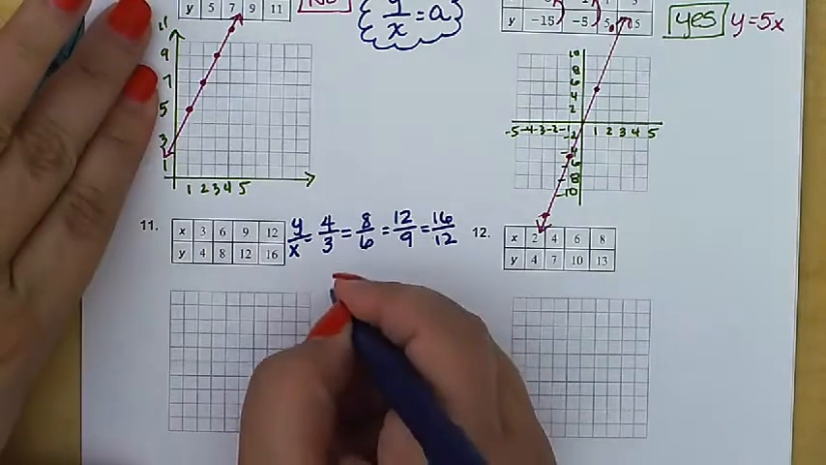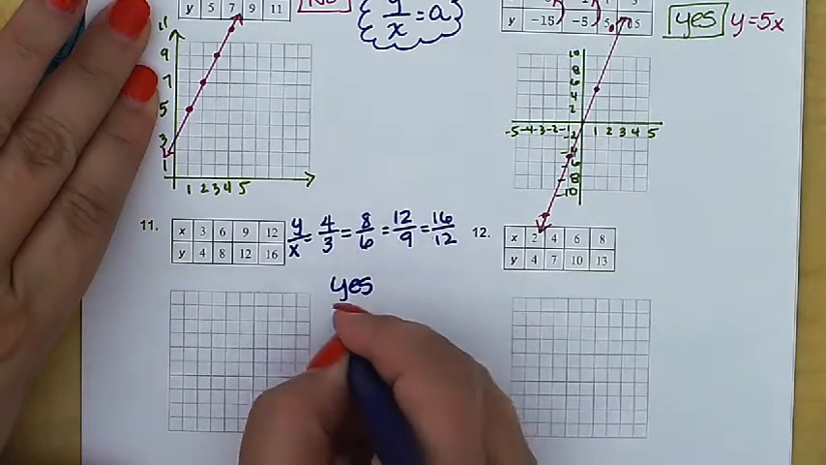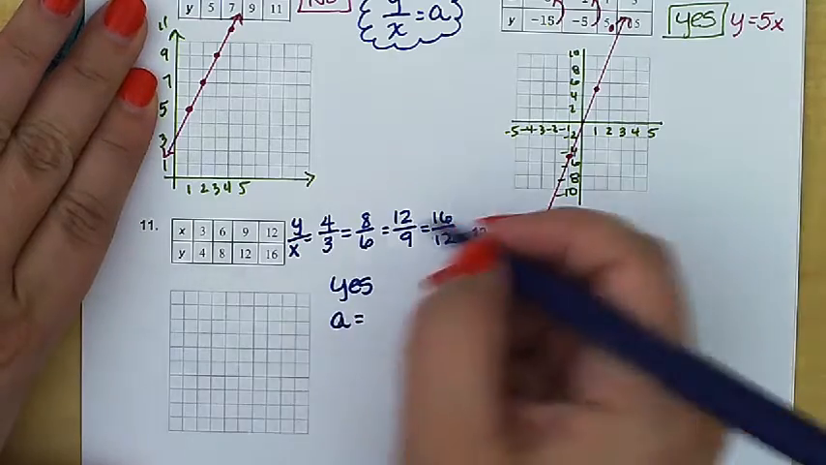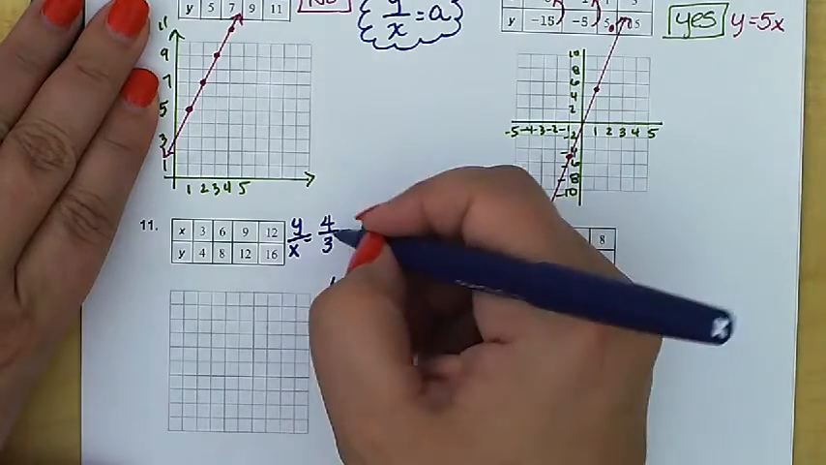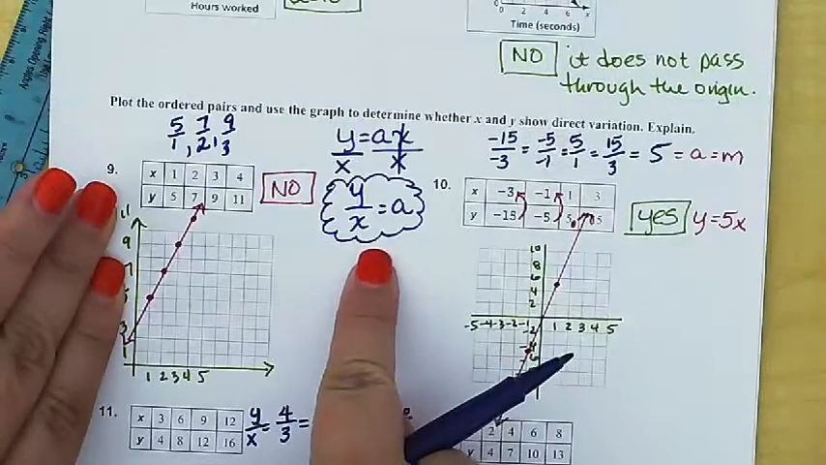Then the answer here is yes, this is direct variation. I didn't necessarily have to graph it, and I can even go further and say not only is it direct variation, but that y over x, that's your a, right?